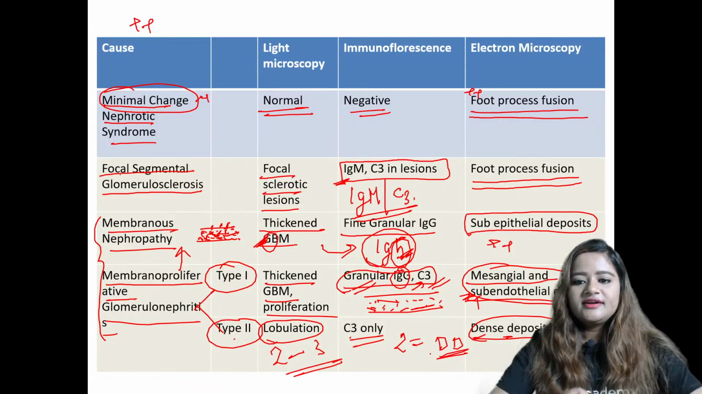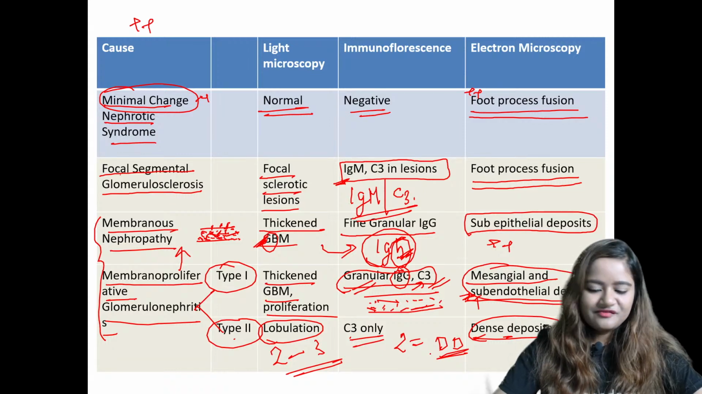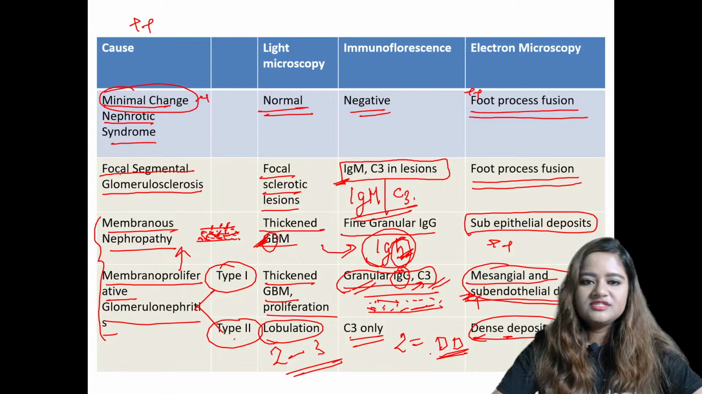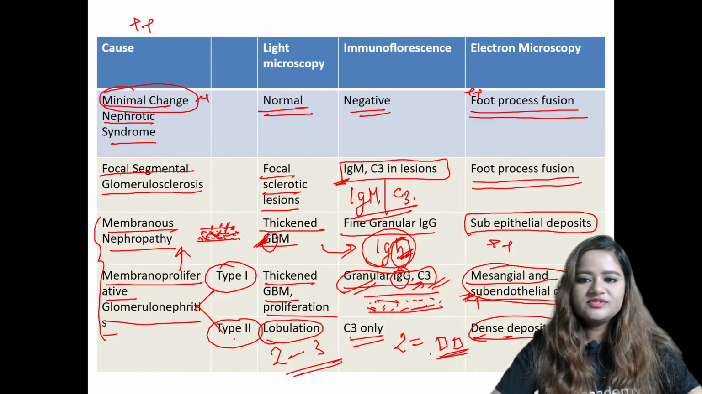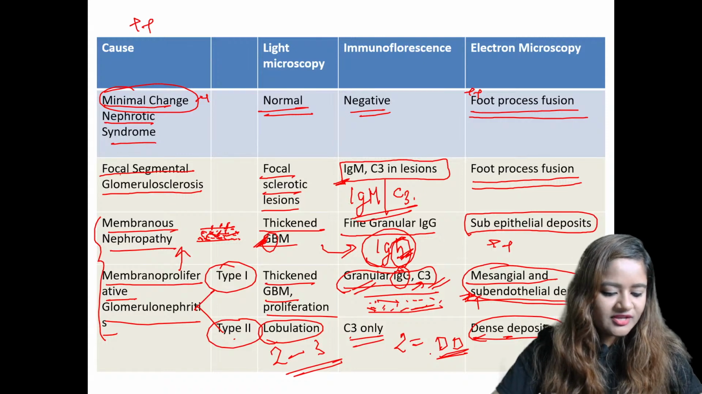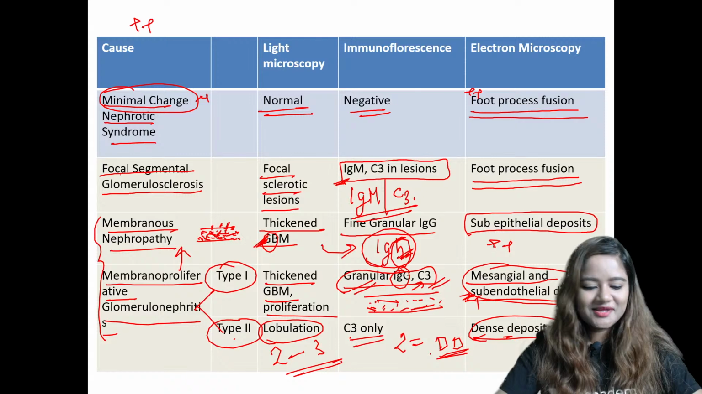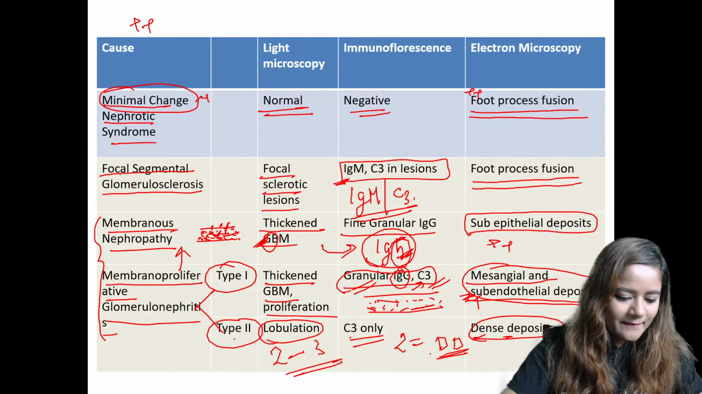So this is the slide that accumulates and accommodates also all of the important findings that you get in your exam. What do you see in light microscopy? What do you see in your immunofluorescence? And what do you see in your electron microscopy? So those who are listening to the class, if you are able to understand the things, please leave a thumbs up. If you are understanding nephrotic syndrome.